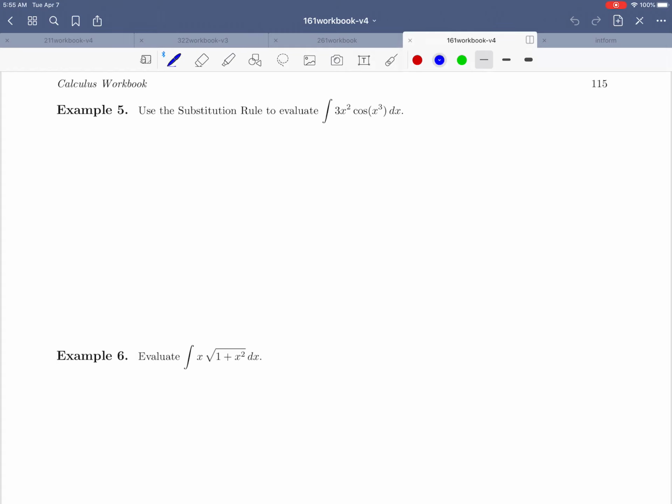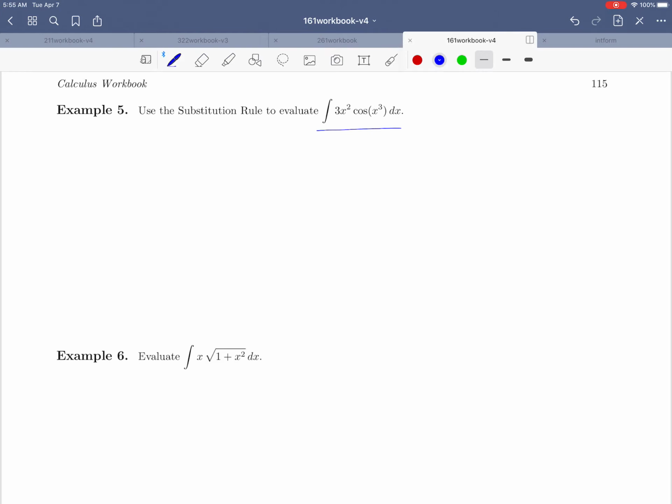Hello everybody and welcome to example 5 at the top of page 115 in the workbook. This example asks us to calculate an integral, particularly the integral of 3x squared times cosine of x cubed. We want an antiderivative for that function.